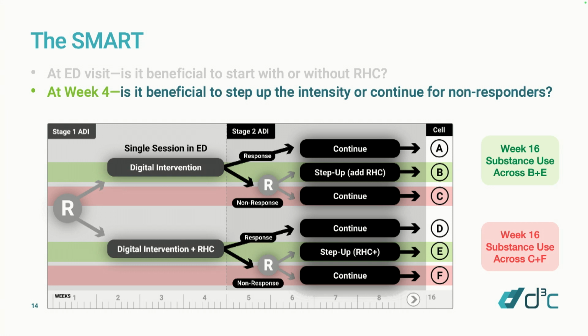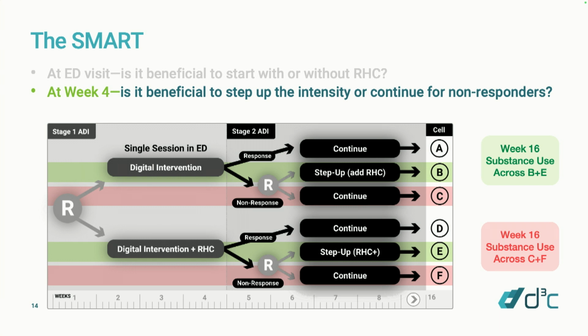The second question is what to do for non-responders at week 4. Step up or continue? To answer this question, again, I'm not going to be comparing individual cells. I'm going to take the mean outcome across cells B and E, where my non-responders got the step-up option, and I'll compare it to C and F, where my non-responders got the continue option. This is a comparison of half of my non-responders versus the other half. By the way, I always forget to say it. It's annoying. The reason I say half versus the other half is because throughout, I'm assuming the randomization probability is 0.5. Okay?